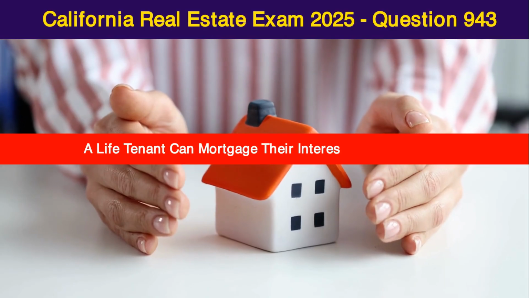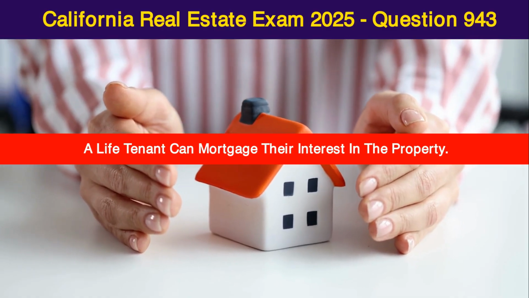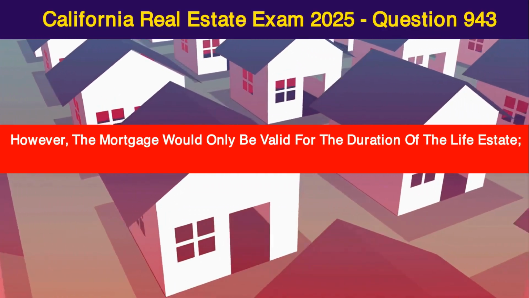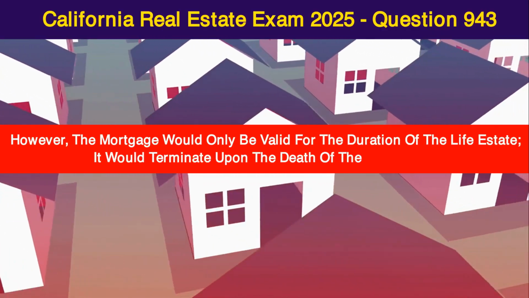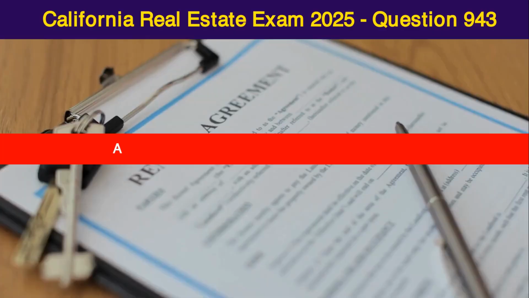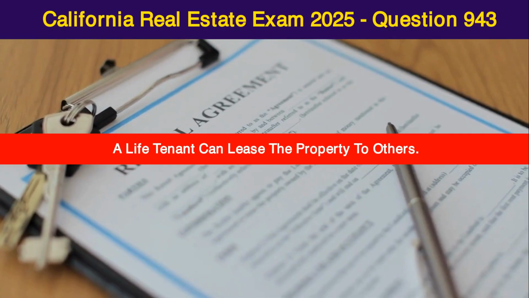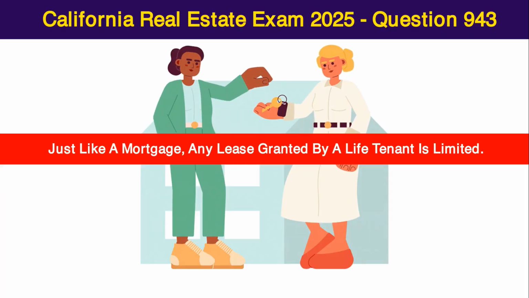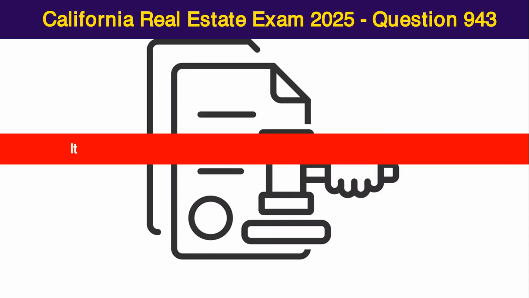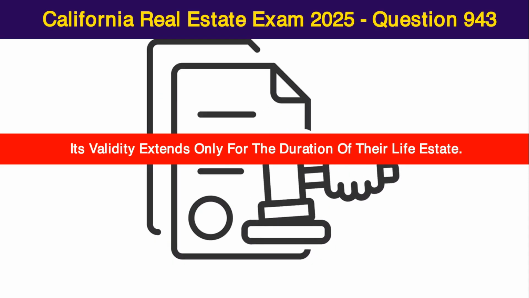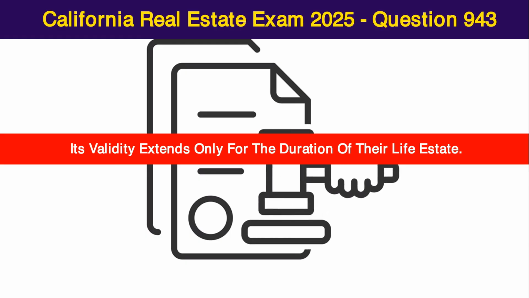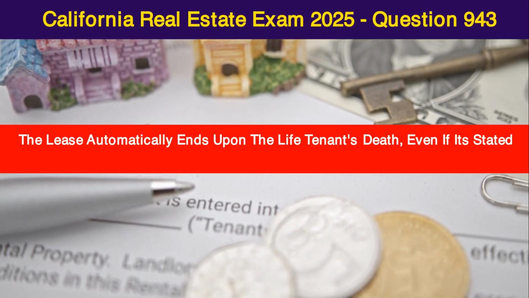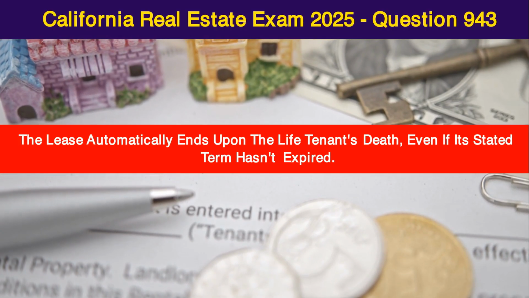A life tenant can mortgage their interest in the property. However, the mortgage would only be valid for the duration of the life estate. It would terminate upon the death of the life tenant. A life tenant can lease the property to others. Just like a mortgage, any lease granted by a life tenant is limited. Its validity extends only for the duration of their life estate. The lease automatically ends upon the life tenant's death, even if its stated term hasn't expired.